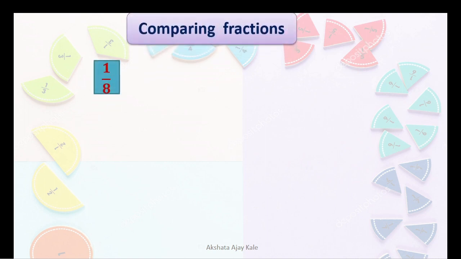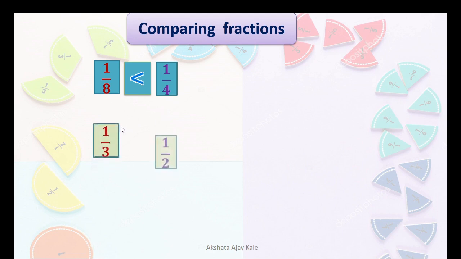Okay, here we will try to compare this. See, 1 upon 8 is smaller than 1 upon 4, isn't it? Because out of 8 parts, 1 part we will select, and out of 4, 1 part means this is more, isn't it? Yeah, 1 upon 3 and 1 upon 2. Come on, tell me. Yes, yes, out of 2, 1 part is more, correct? Very good, means 1 upon 3 is smaller than half.